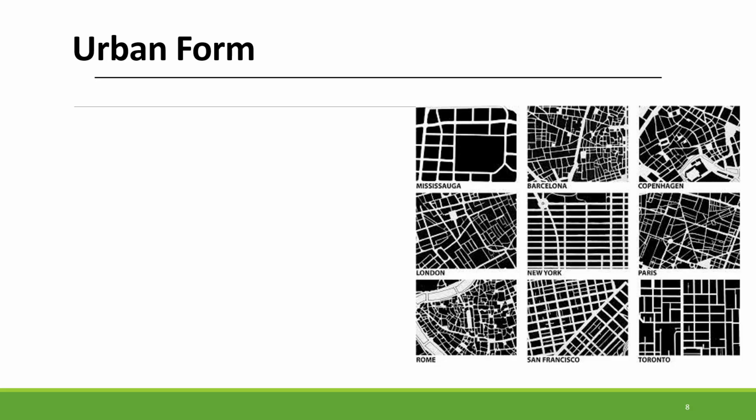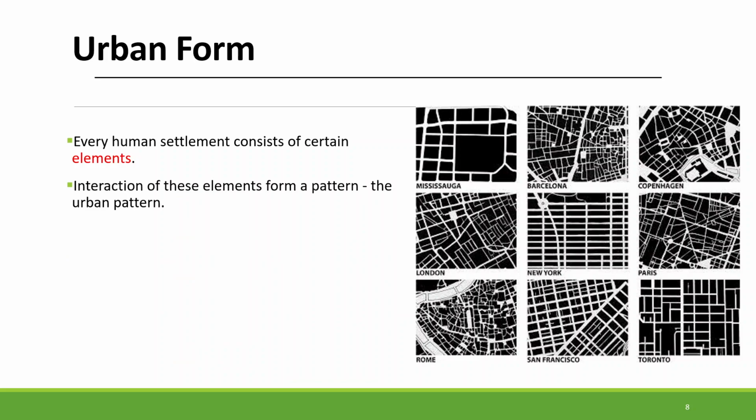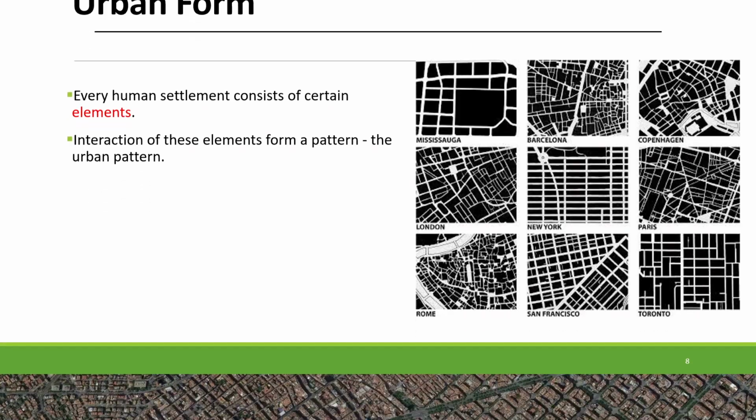These figures represent the spatial imprint or spatial built environment of the city. So every human settlement consists of urban form, and these urban forms have certain elements. And the interaction of these different elements forms a pattern, which is called the urban pattern. So the figures on the right hand side are different urban patterns of different cities. Every city has its own distinguished urban form or pattern.